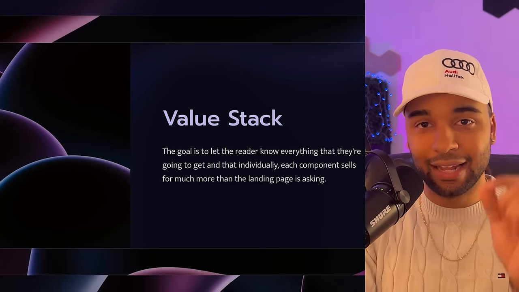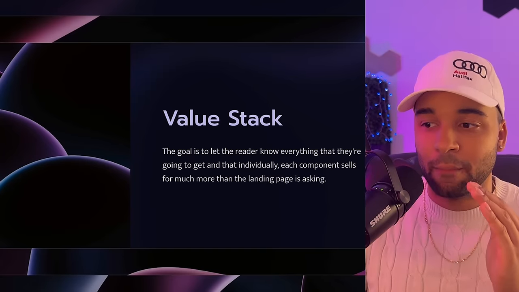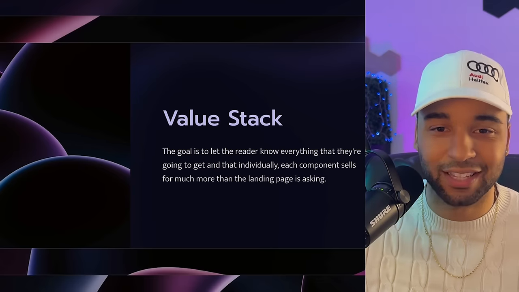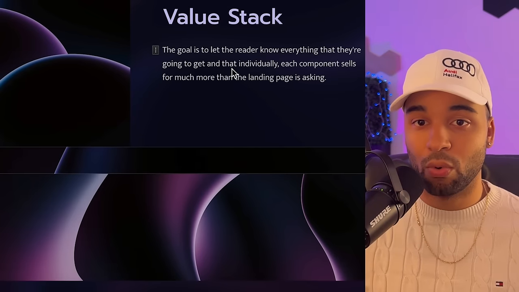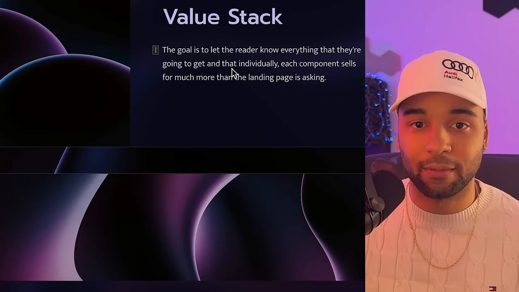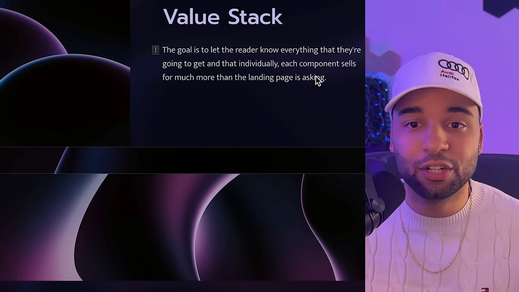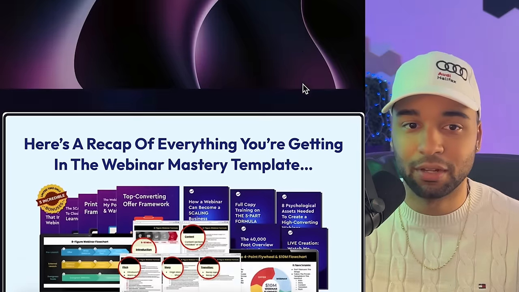So now we need to talk about the value stack. Okay, so again, these are all sections. And at the end of this, I'm going to show you exactly what order you want to put all these sections in. But again, we looked at like seven sales pages and notice how they all essentially have the same stuff. Value stack. The goal is to get the reader to know everything that they're going to get, and that individually each component sells for much more than the landing page is asking. So let's see what that means.